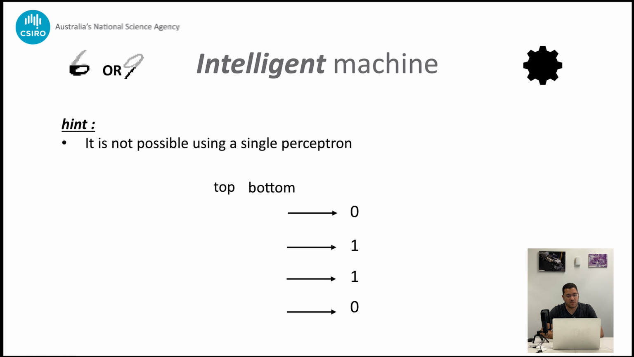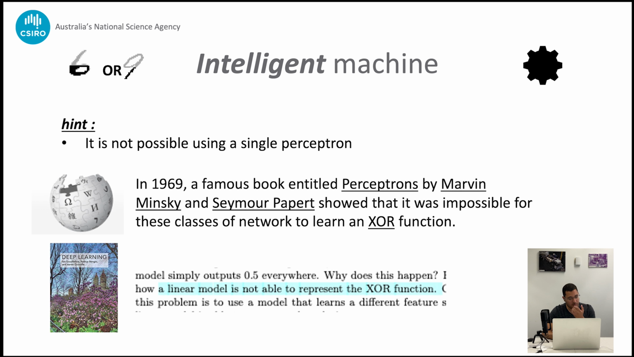And this is like an XOR function. And it's well documented that a single perceptron cannot model an XOR function. In fact, the perceptron is a linear classifier, as you may have observed from the way we constructed it. And it's a known fact that a linear model is not able to model an XOR function. So I put some references here. The first is from Wikipedia, the other is from a very popular deep learning book.